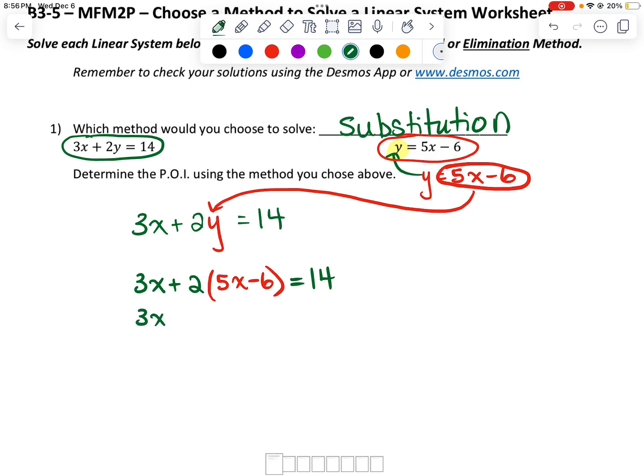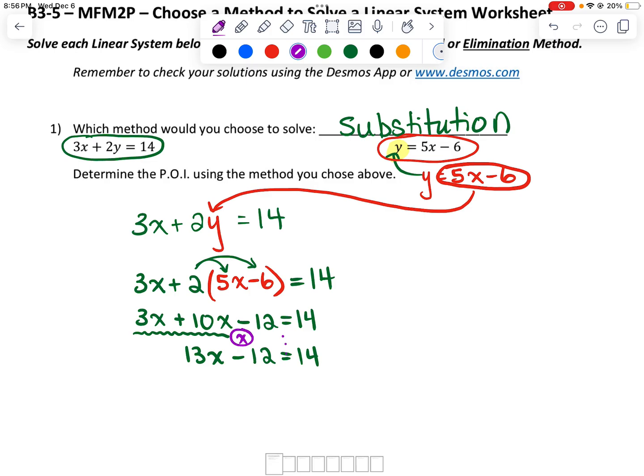So I'll simplify it. I have 3x plus, I have to multiply everything in the bracket by 2. 10x minus 12 equals 14. Now I'm going to collect all my like terms. So I have 3x plus 10x, which is 13x minus 12 equals 14. Then I want my x's on this side, and I want all my numbers on the other side.